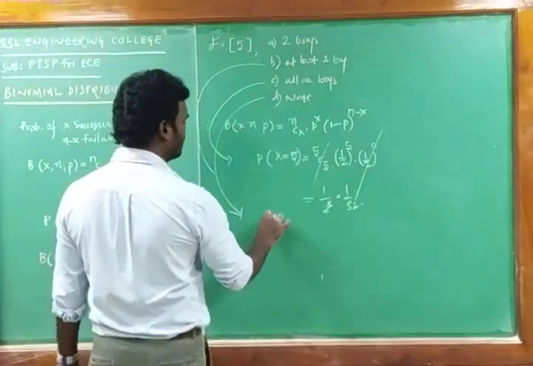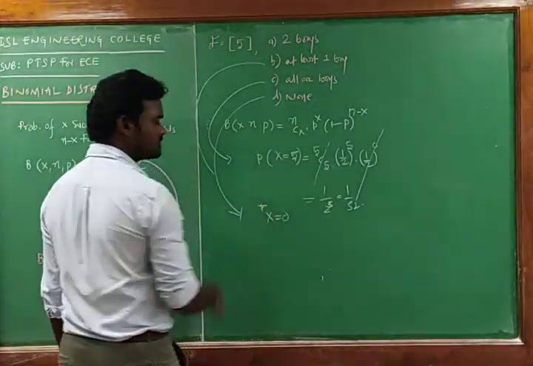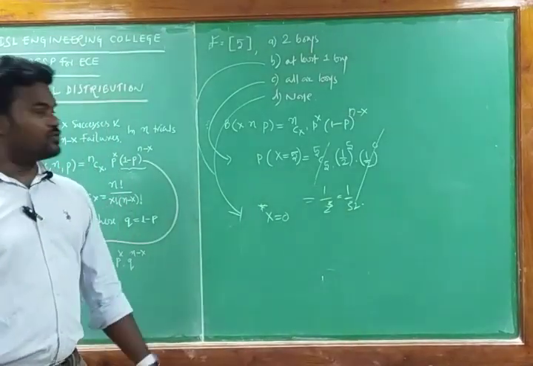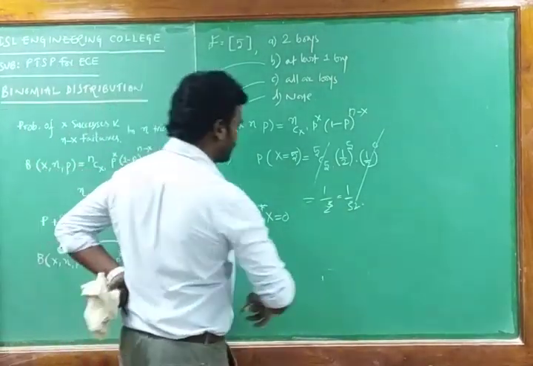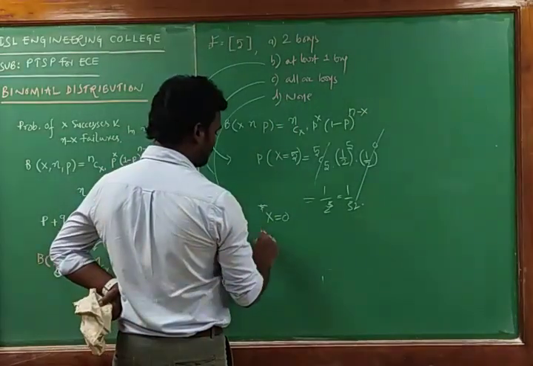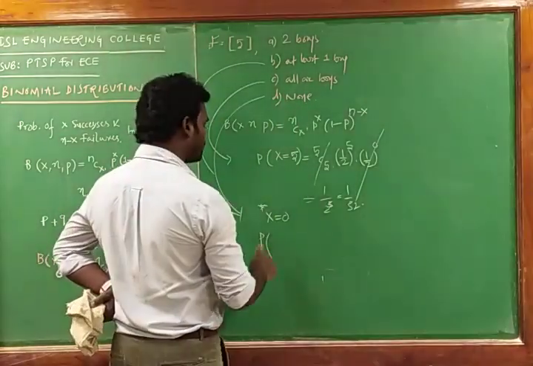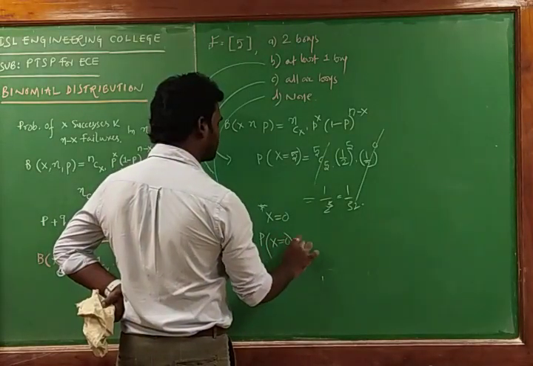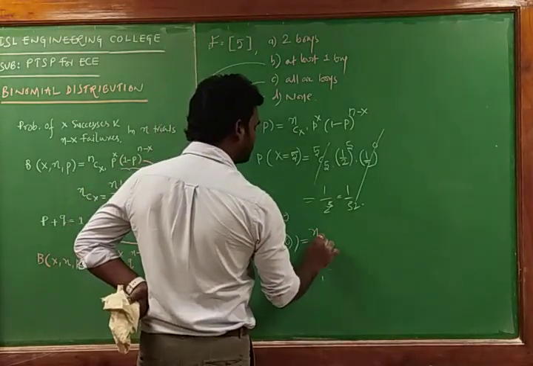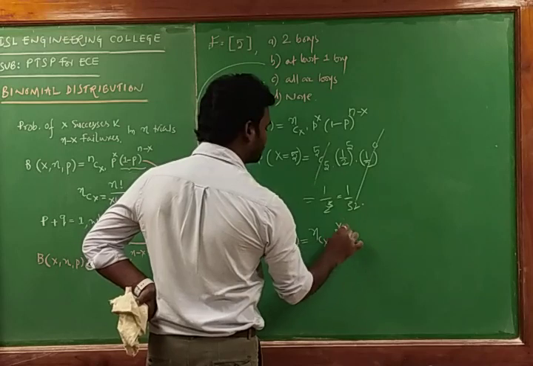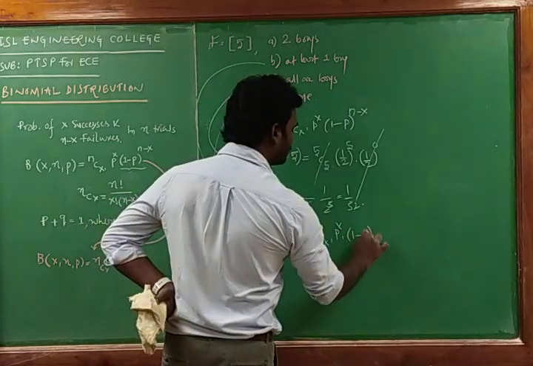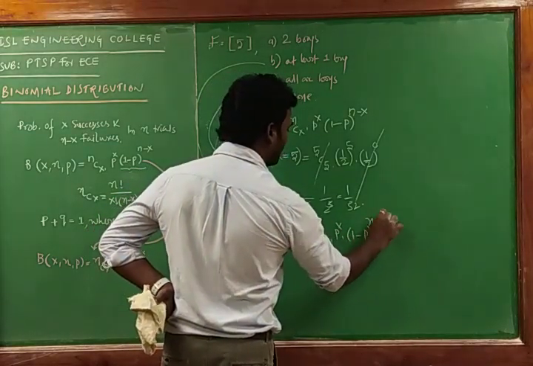And the next case is that none of the children is a boy, so x is equal to 0. You should assume that x is equal to 0. Now we are going with the same formula. The probability of getting none of the children as a boy, that is probability of x equal to 0, is nCx into p to the power of x into (1 minus p) to the power of n minus x.